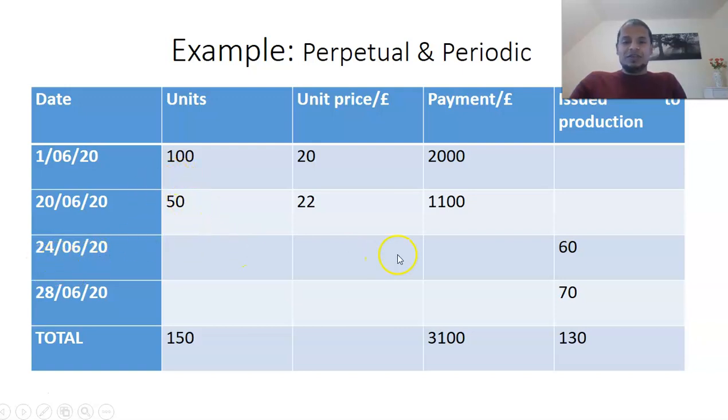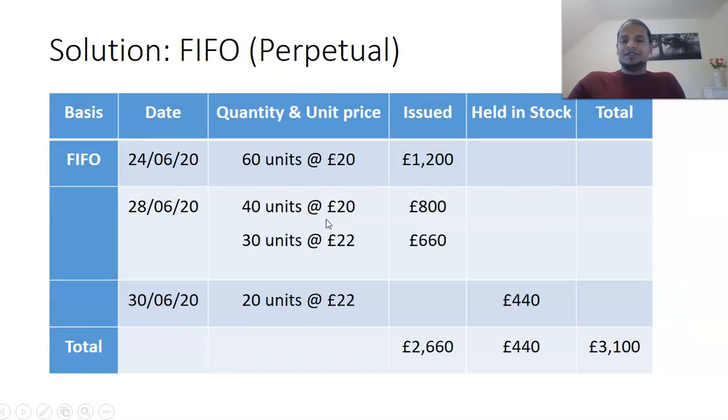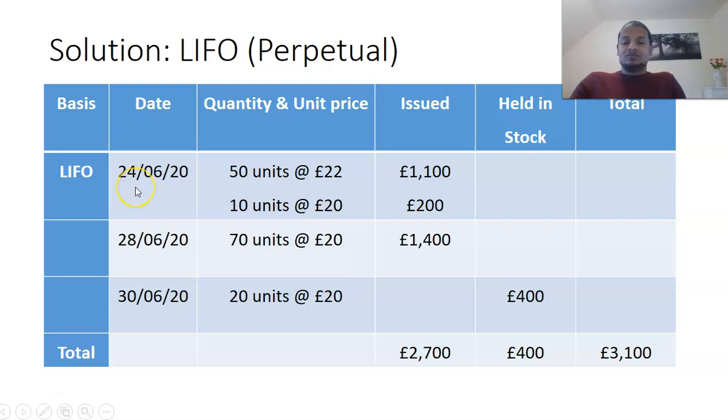On 24th, we have to issue 60. Out of this 60, we first issue this 50 and then the remaining 10 from the earlier purchase. So in case of last in, first out, on 24th we are issuing the latest purchase, 50 units at 22 first, 1,100. And as we have to issue 60, the remaining 10 will go from the earlier purchase. The earlier purchase was at 20, so that is 200.